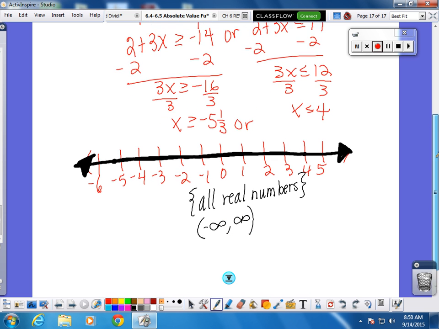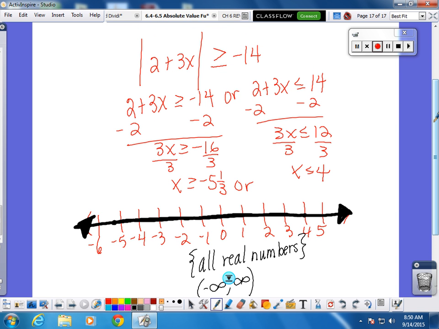How could I have known that without all that work? When's absolute value greater than or equal to a negative? All the time. Okay? Absolute value can't be equal to a negative, that's no solution. Absolute value sure can't be less than a negative, but when is it greater than a negative? All the time. Alright? Good deal?